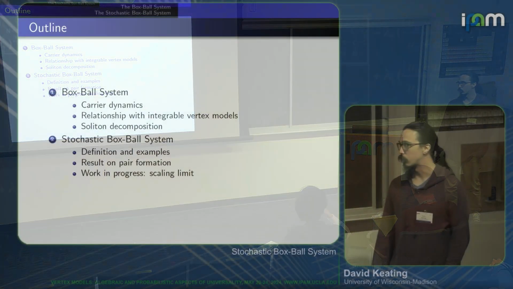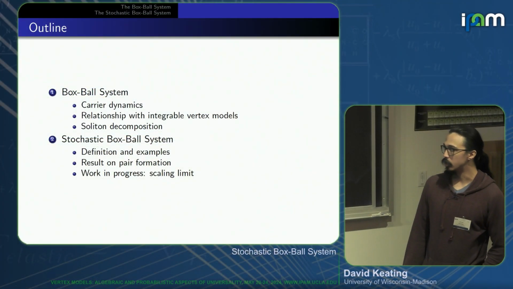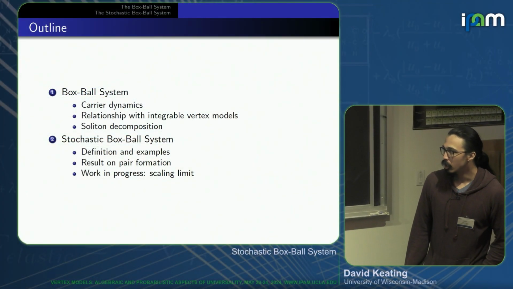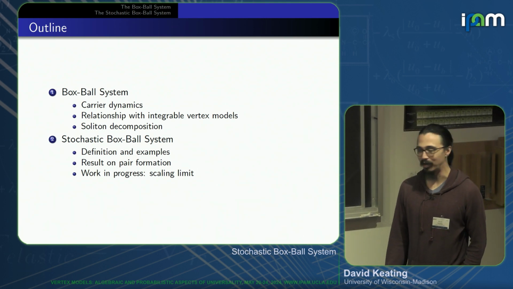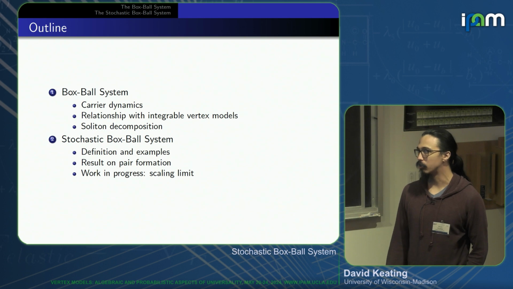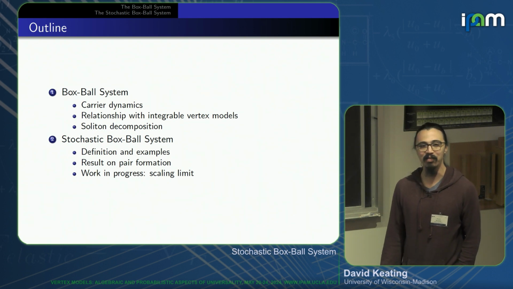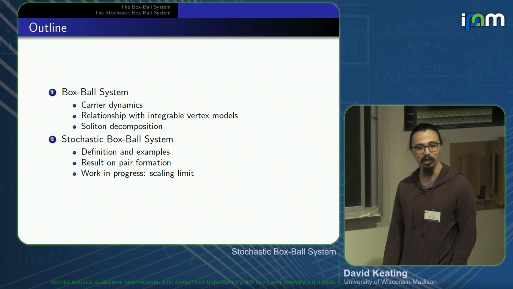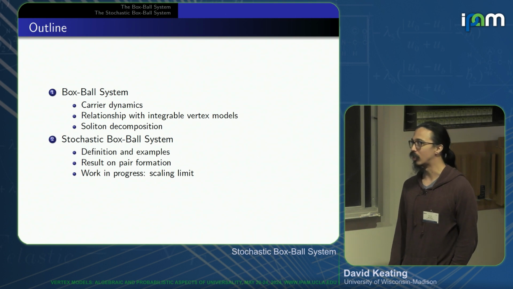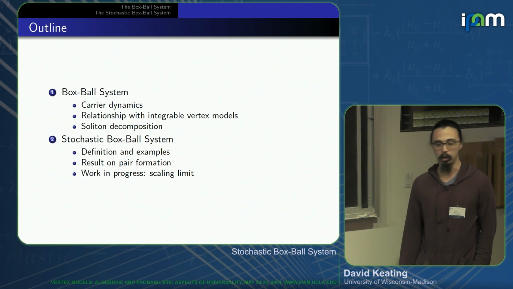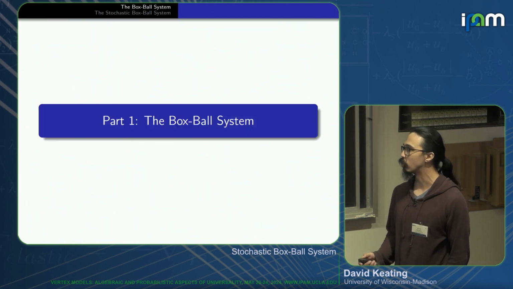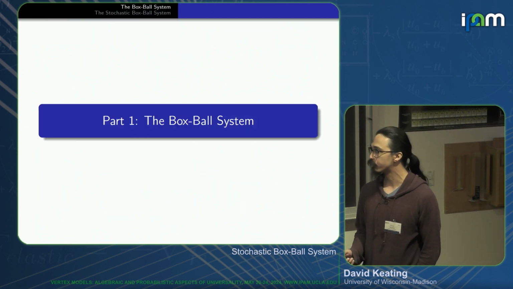After that, I'll introduce the stochastic box-ball system, give some simulations. So what I'd like to talk about is a scaling limit for our stochastic box-ball system, but we haven't quite finished proving this, so I'll mention it, but I'll focus on a different result that we can prove, which is about pair formation. But before we get to that, let's start with the usual box-ball system.